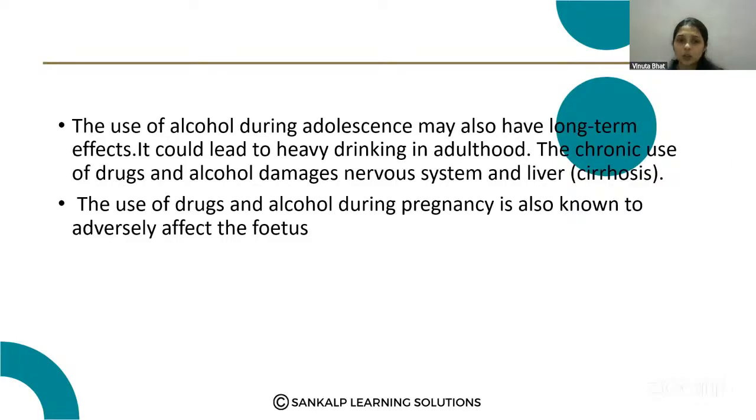The use of alcohol during adolescence may also have long-term effects. It could lead to heavy drinking in adulthood. The chronic use of drugs and alcohol damages the nervous system and the liver, a condition called cirrhosis. So the person who is addicted to alcohol from childhood or adulthood may get liver failure, that is cirrhosis, and the nervous system gets affected.